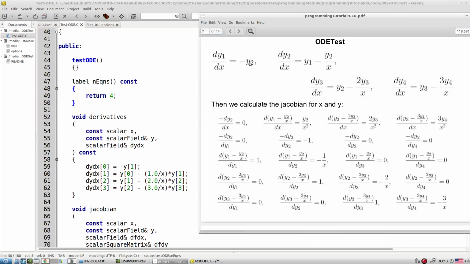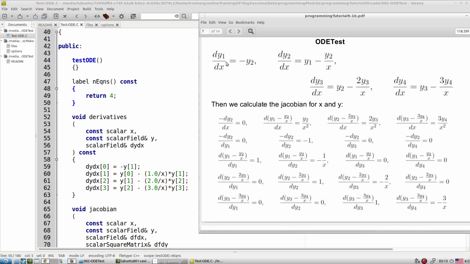So for the first equation, we have del y2 by del x equal to 0. The second one is this one, so del of y1 minus y2 by x equal to this. So we will get y2 by x square. Then here we will get something like 2y3 by x square, and here we get 3y4 by x square. So these are all the independent variables. Now look at the ODEs.